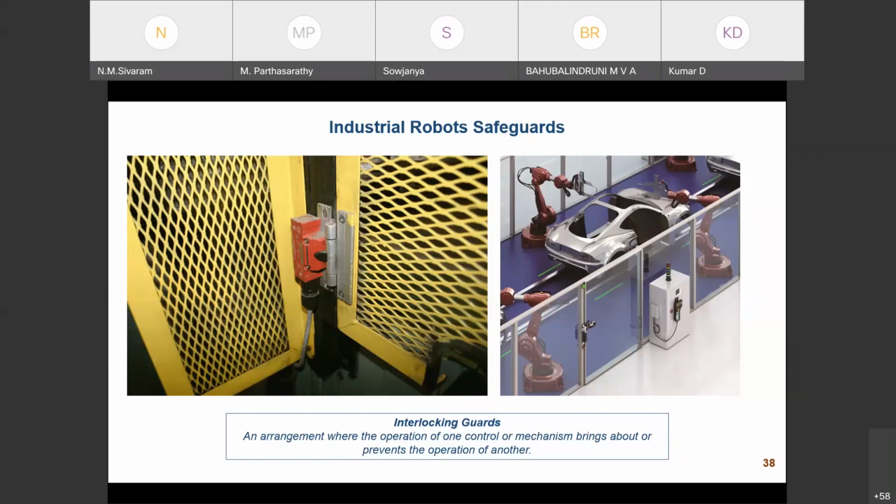Once this signal goes to the electrical actuator, only then will the electrical power be given to the actuator, or the power for any type of actuator, whether pneumatic, hydraulic, or electrical. It will be switched on only when these interlocking guards are closed. So it is an arrangement where the operation of one control or mechanism brings about or prevents the operation of the other. Only when the door is closed, the other operation is started. If you open the door, it means that the circuit is open, and automatically the electrical power will be cut down. So the robot or the machine will automatically come to a stop.